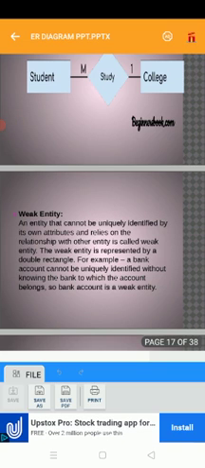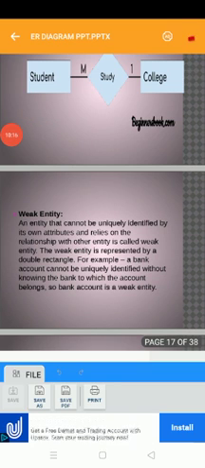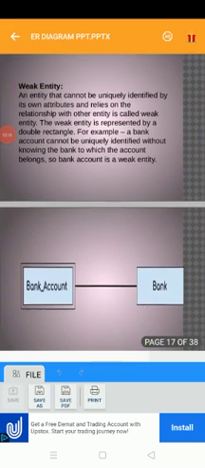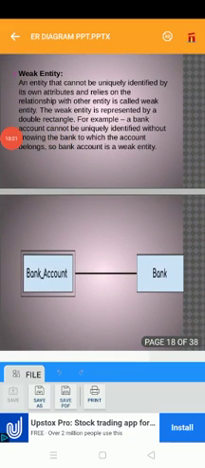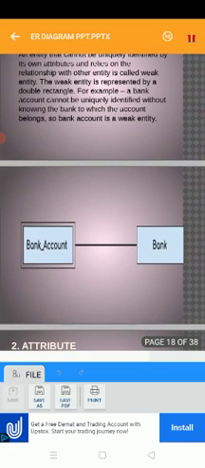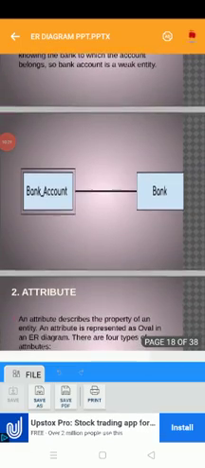The weak entity is represented by a double rectangle. For example, a bank account cannot be uniquely identified without knowing the bank to which the account belongs, so bank account is a weak entity. A strong entity is represented by a single rectangle, a weak entity by a double rectangle. So here is a bank and bank account diagram. Bank account is a weak entity, and bank is a strong entity.